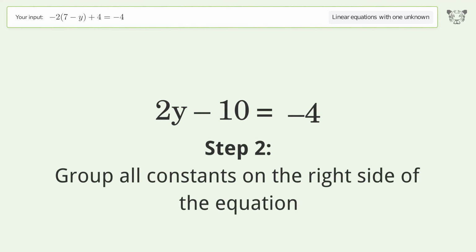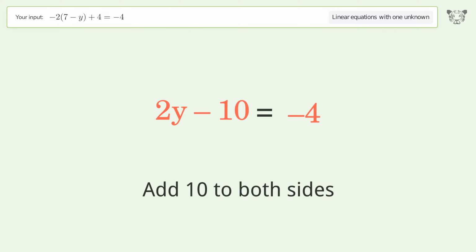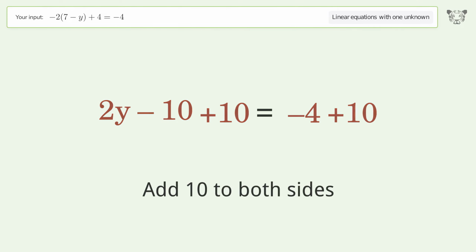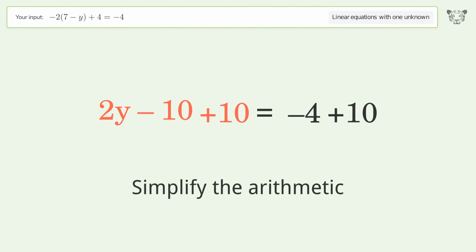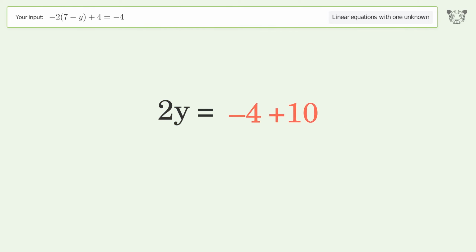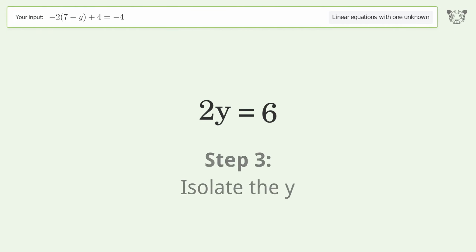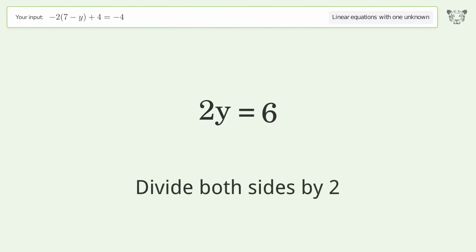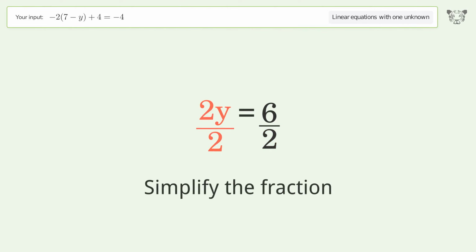Group all constants on the right side of the equation. Add 10 to both sides. Simplify the arithmetic. Isolate the y. Divide both sides by 2. Simplify the fraction.